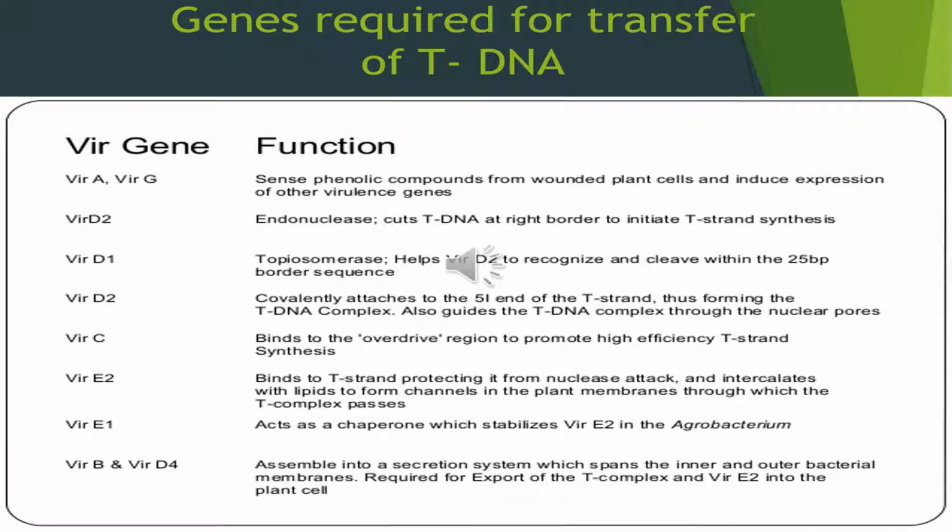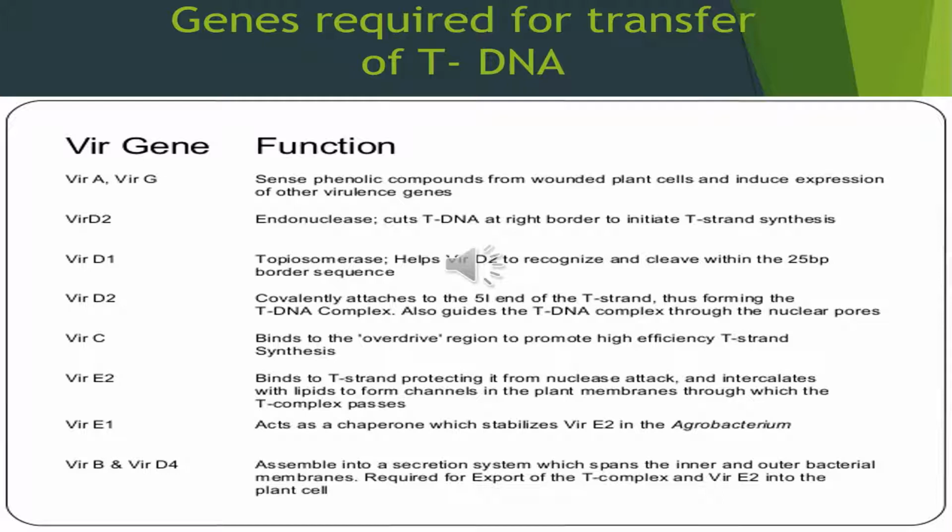Mainly the type 4 secretion system will be formed. It is also known as the mating pair formation apparatus and besides forming the channel it assembles into the secretion system which spans the inner and outer bacterial membrane. This channel serves for the access to the tDNA and also functions as an entry for the plant cell. This channel will be formed by VIR-B and VIR-D4. And the last are VIR-D2 and VIR-E2.